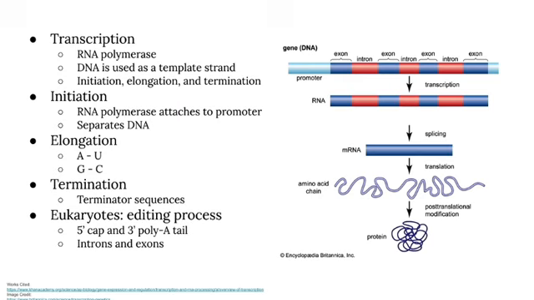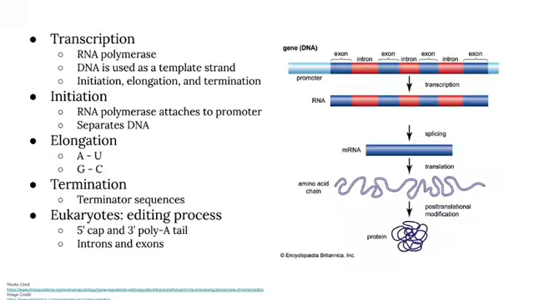In initiation, RNA polymerase attaches to the promoter sequence of the DNA and separates the double-stranded DNA into 2 single strands. Next is elongation. Recall from the previous videos about base pairings. A goes with T and G goes with C. Well, in RNA, there is no thymine or T. Instead, RNA has uracil, abbreviated with a U.